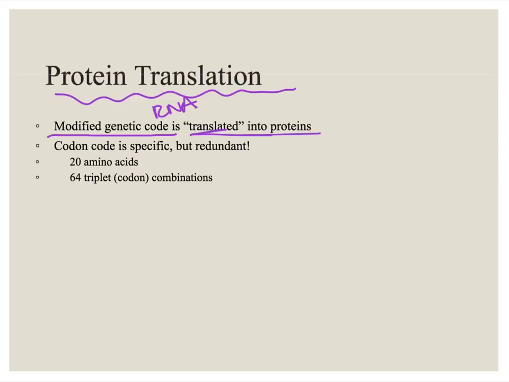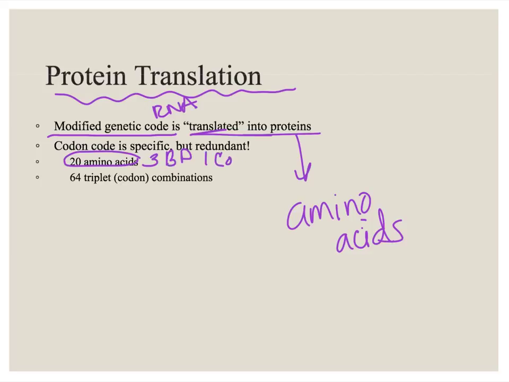Here we go. We know that proteins are made up of amino acids, right? So the job here is that translation takes amino acids, because amino acids are made up of 3 base pairs, right? They're made up of 1 codon. So a 3 base pair sequence basically codes for an amino acid.